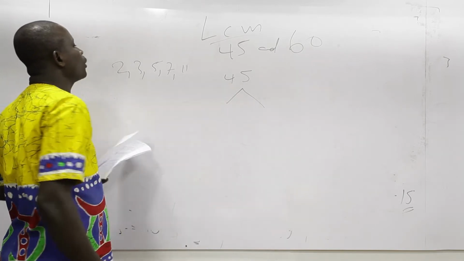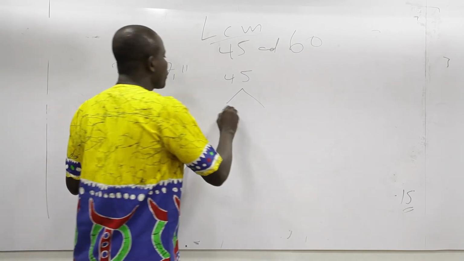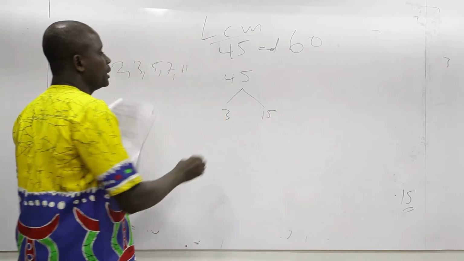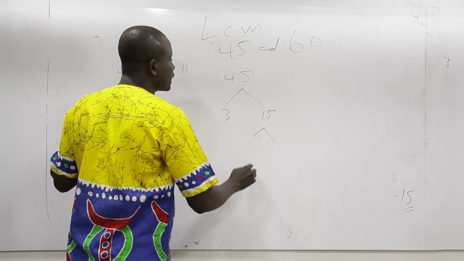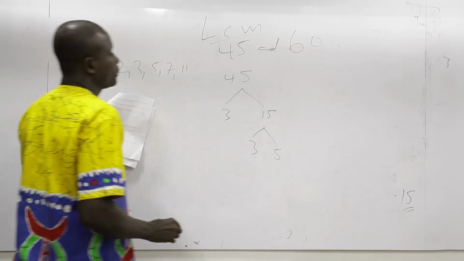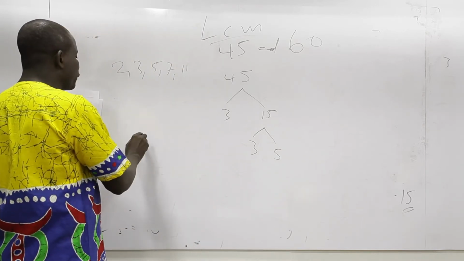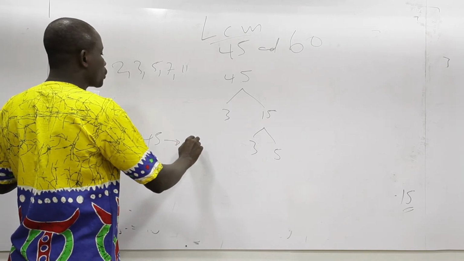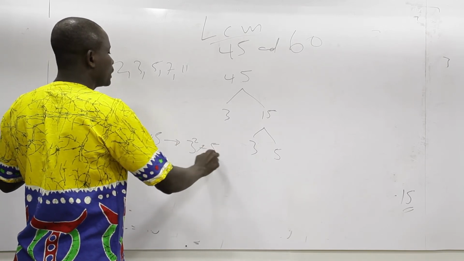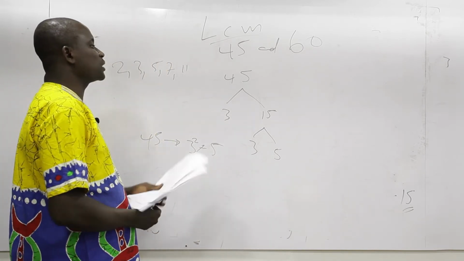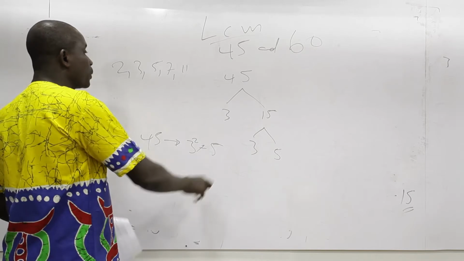So 45, 2 cannot go into it. So we have 3 and what? 15. Then, once again, I have 3. Then here is what? 5. So if I'm writing under the 45, I'm going to get 3 squared times 5. We put it down. I'm repeating. Look at the way I constructed the factor tree. I'll put this one down.